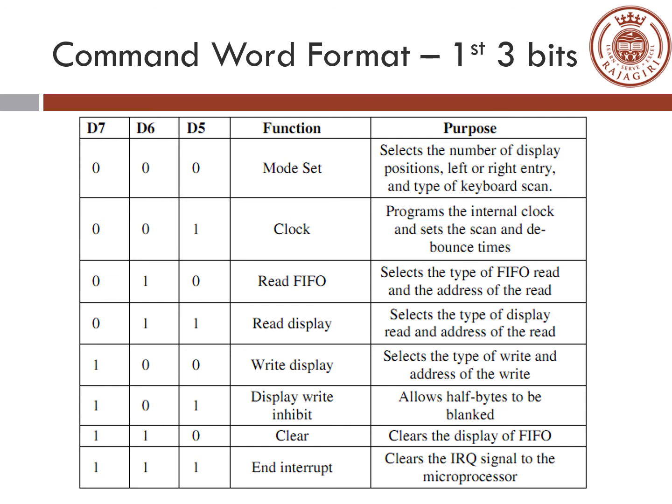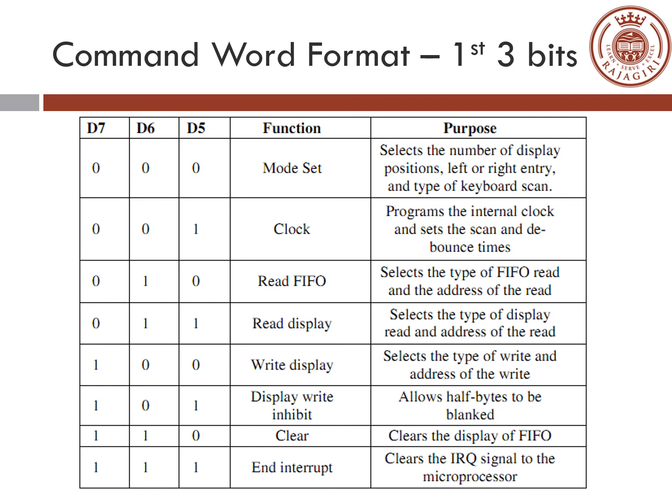So the mode set selects the number of display positions, left or right entry, type of the keyboard scan, things like that. Clock programs the internal clock, and read FIFO selects the type of FIFO read and address of the read. Read display selects the type of display. Write display selects the type of write and address of the write. Display write inhibit allows half bytes to be blanked, and clear clears the display of the FIFO, and you can clear the interrupt signal from the IRQ.